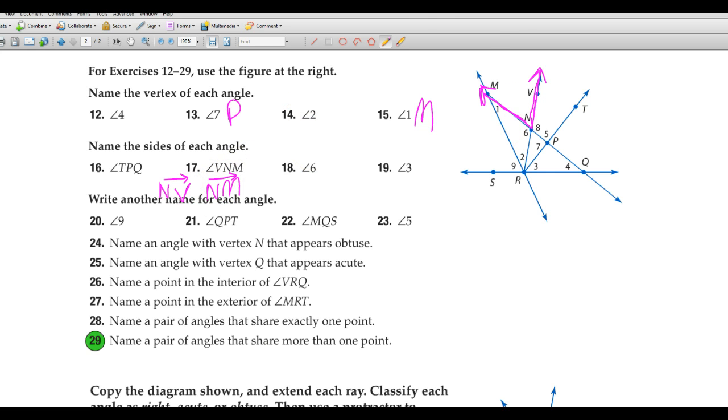On number 19, we have angle 3. So for angle 3, my two sides, my vertex is R, and R is extending out this way, so I could call it RP, or I could call it RT. I'm going to call it RT.